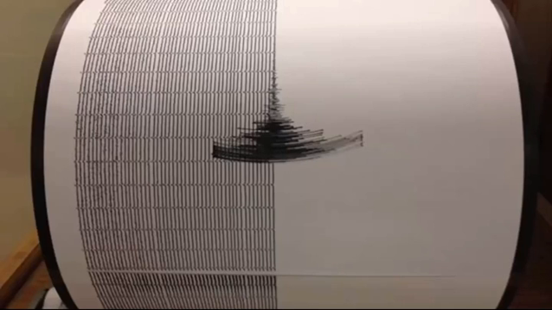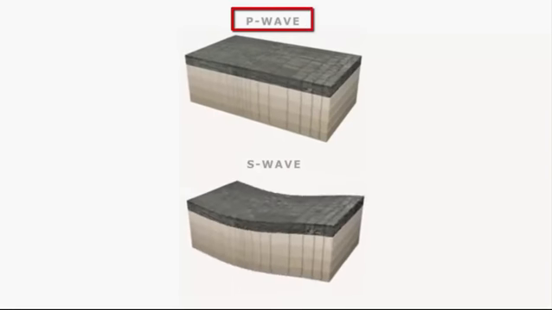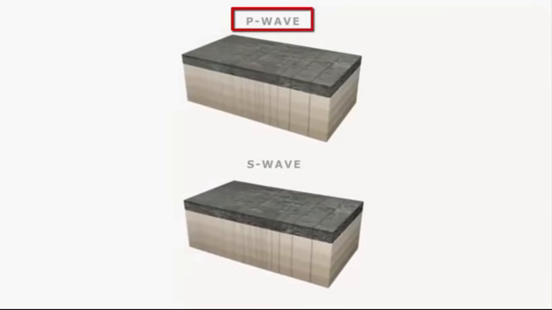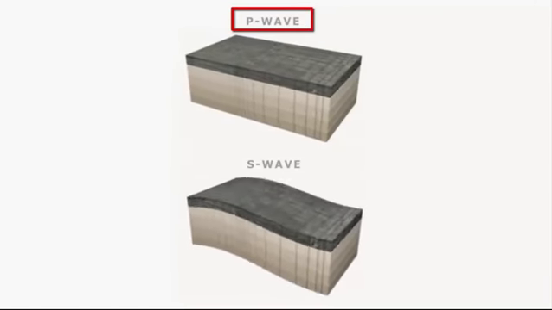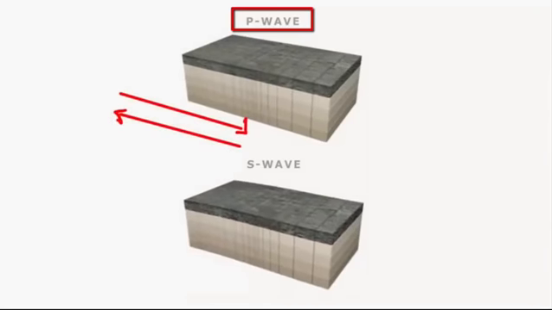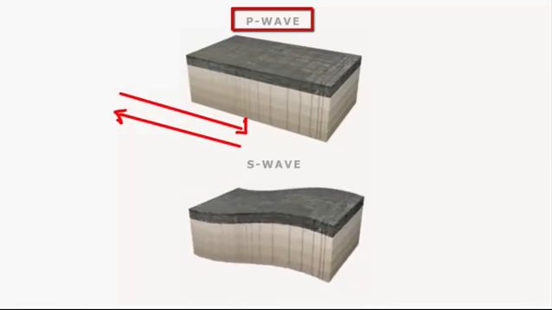An instrument called seismograph records the wave reaching the surface. The waves look something like this. The curve shows 3 distinct sections, each representing different types of wave patterns. P wave, that is the primary or pressure wave, is a pulse of energy that travels quickly through the Earth's solid materials as well as liquids.